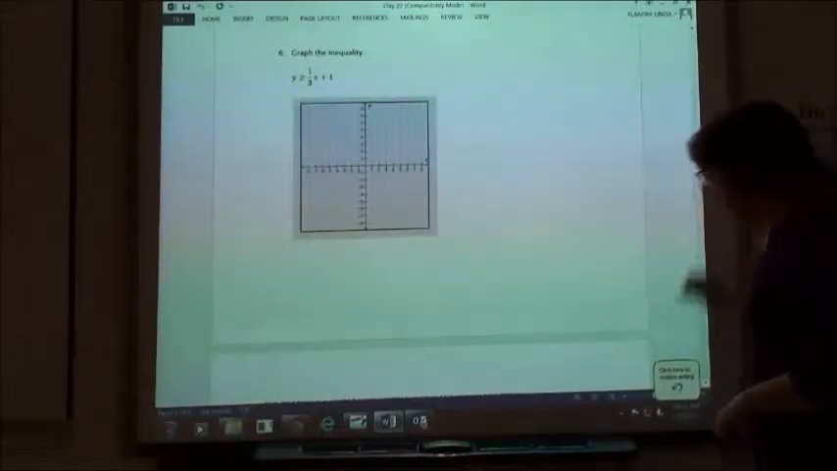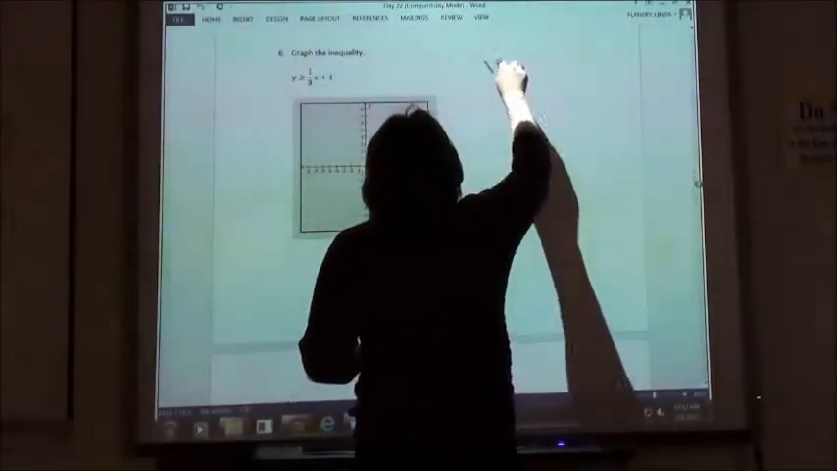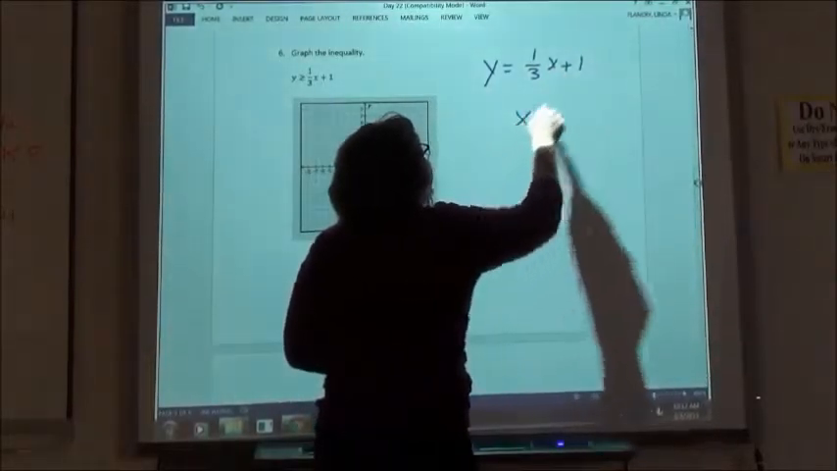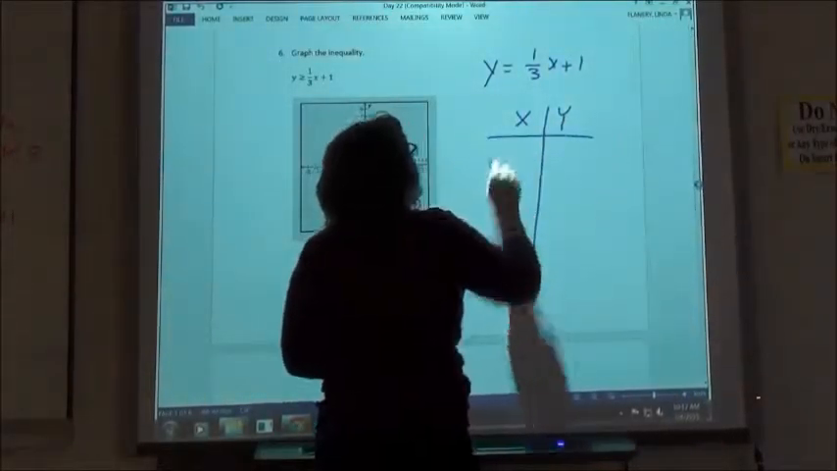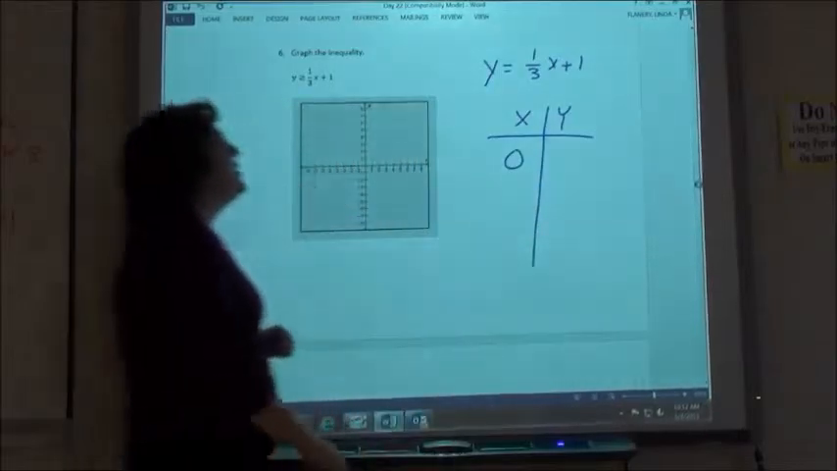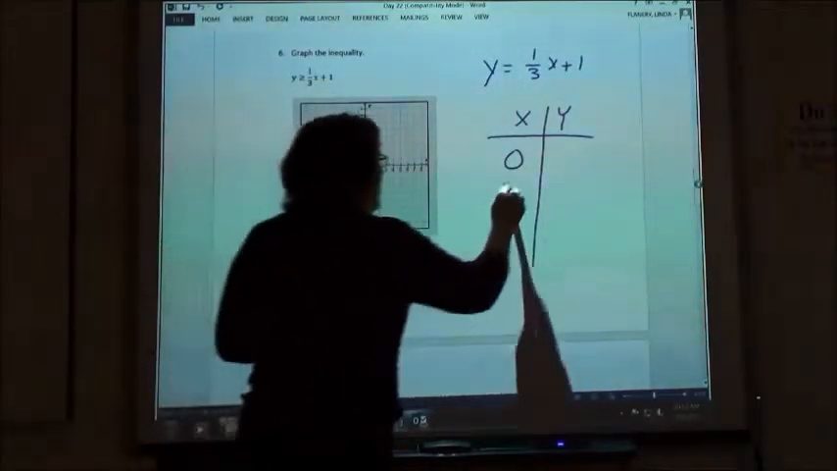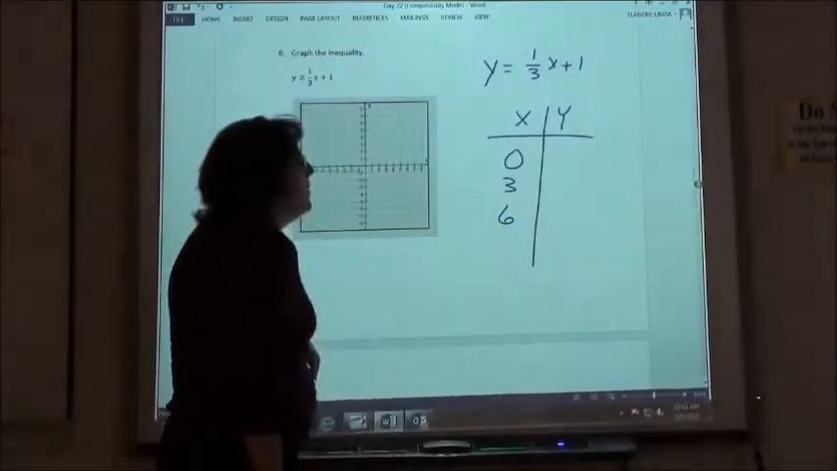So number 6, this time when we do it, we're pretending it's y equals 1/3 x plus 1. And we have to be a little more creative at picking our points. 0 is always a good point to pick, but then we want to use multiples of our denominator. Multiples of 3 would be numbers like 3 and 6. So those would be good ones to pick.